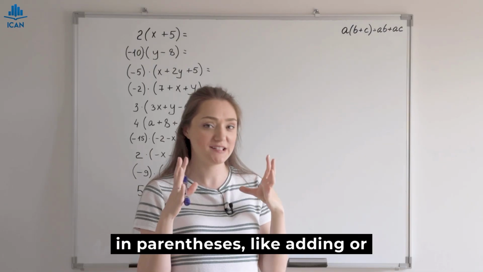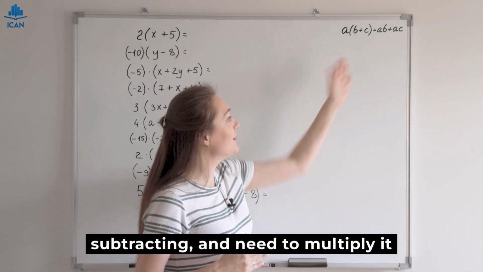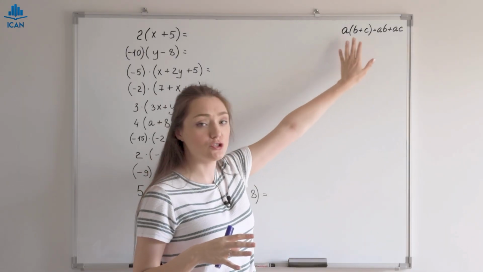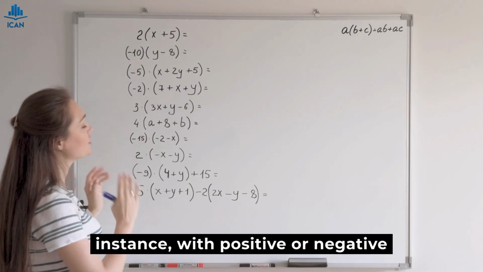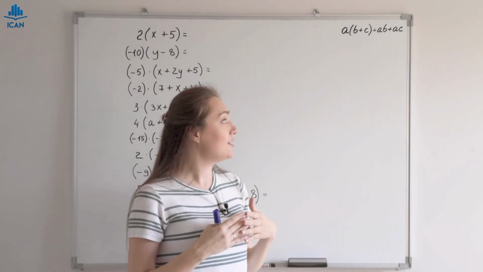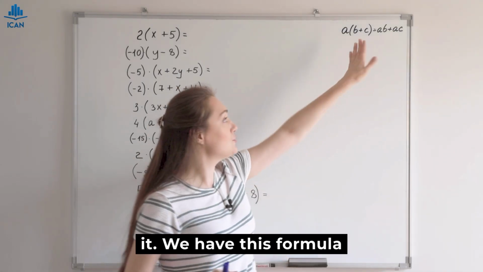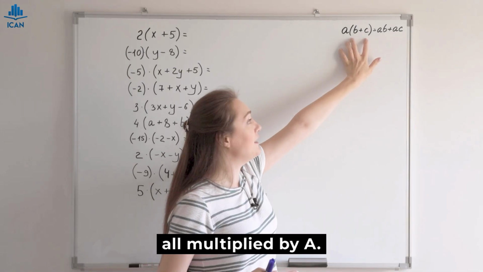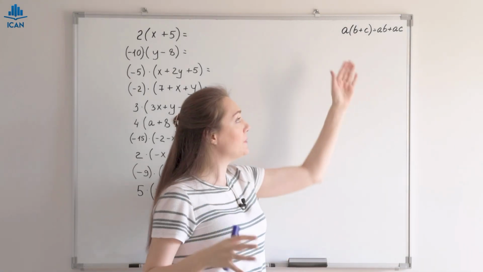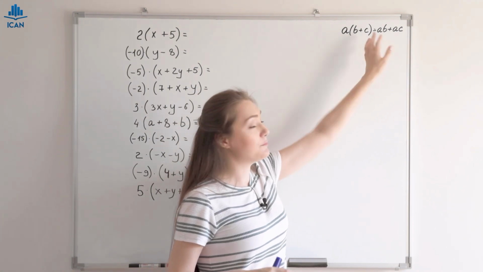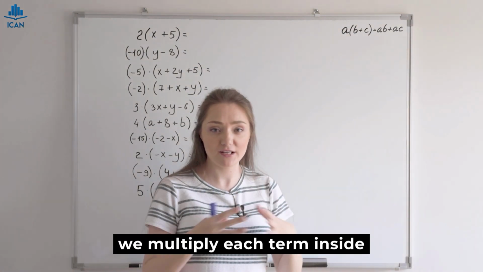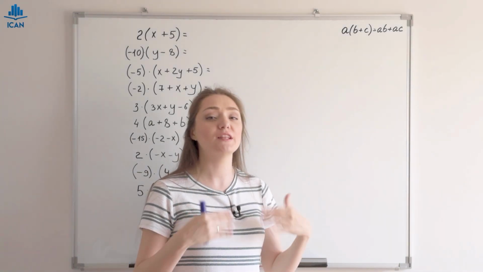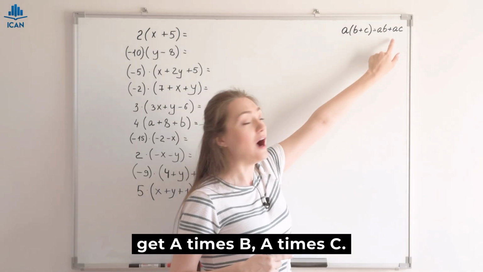So if you have something in parentheses, like adding or subtracting, and need to multiply it by a number, for instance with positive or negative numbers, we might even simplify it. We have this formula here. First, bracket b plus c, all multiplied by a. To expand, we multiply each term inside by a. So we get a times b, a times c.